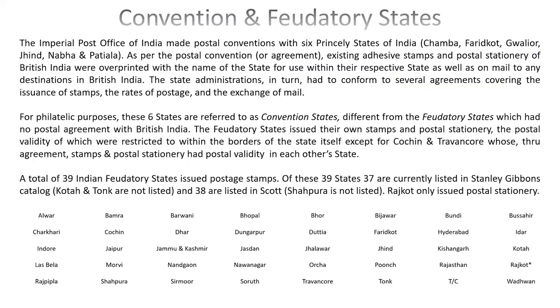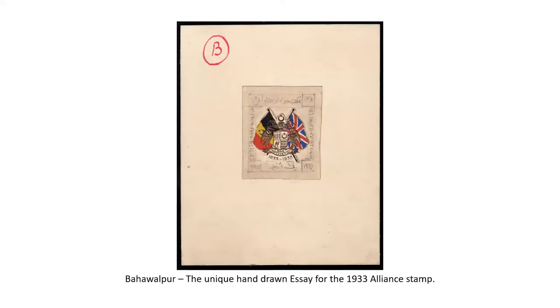If you go back to my list, there is no mention of Bahawalpur. If you look alphabetically, it starts with Alwar, Bamra. Stanley Gibbons lists Bahawalpur under Pakistan. But I, as a collector of Indian states, consider Bahawalpur to be part of an Indian state because they were issuing stamps in 1933 when they were part of India, well before 1947 when India was partitioned between India and Pakistan. A few months later, the Amir of Bahawalpur decided to join Pakistan in late 1947. So therefore, I consider this state to be an Indian state.